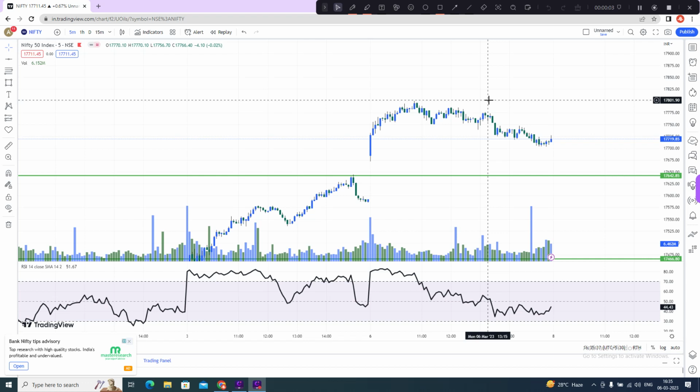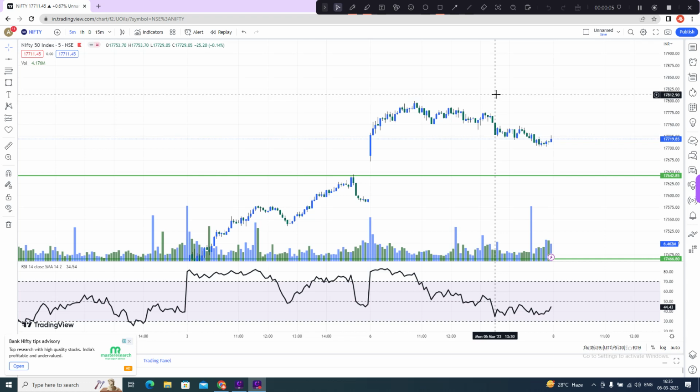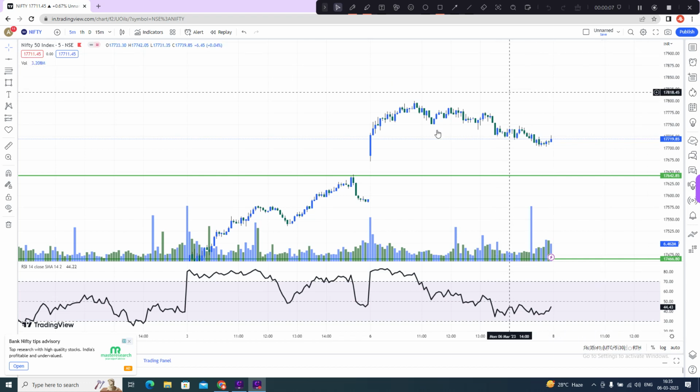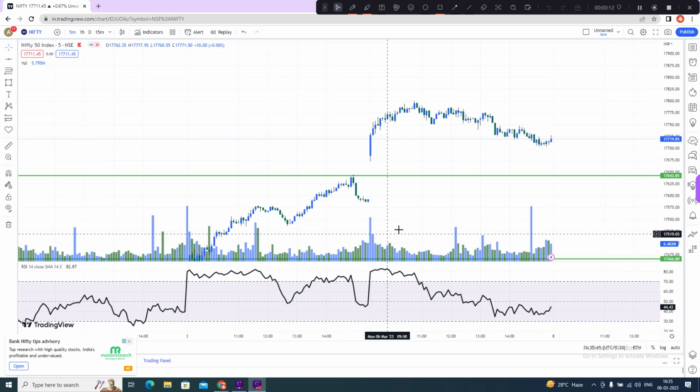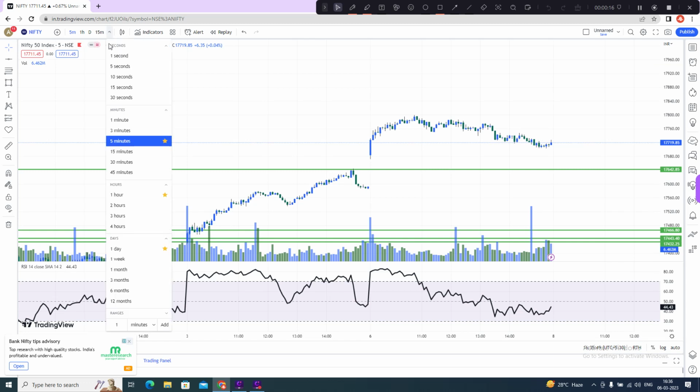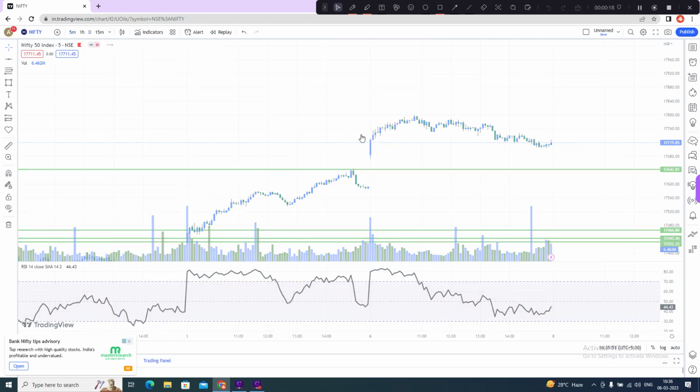The date today is 6th of March 2023, and in this video I am going to do a detailed analysis of Nifty 50 price action for today. So let's get started. So let's start with the daily chart.